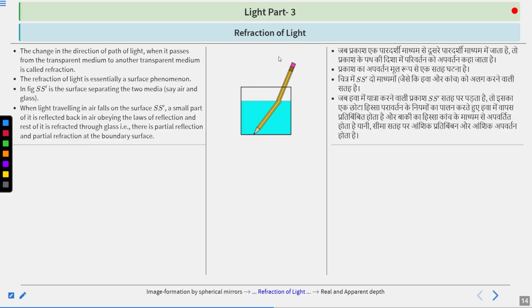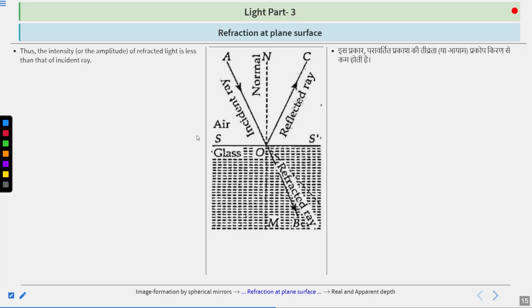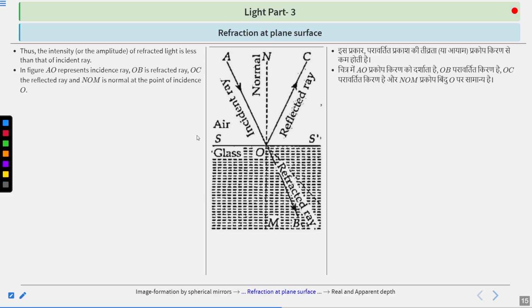So here this is a pencil. When the rays strike and come down, some part is reflected back as per the laws of reflection, and some part still goes through. So at this point there is partial refraction and partial reflection, because this is a glass surface and this is an air surface. Thus the intensity or amplitude of the reflected light is less than that of the incident ray. In the figure, AO represents the incident ray, and OB is the reflected ray.